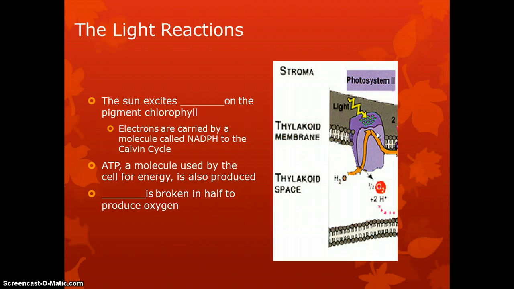ATP is also made during the light reactions. In the process of all these chemical reactions, water molecules are broken in half to produce oxygen. So this is where the product of photosynthesis, oxygen, is created. It's then released from the plant, and we breathe it in.